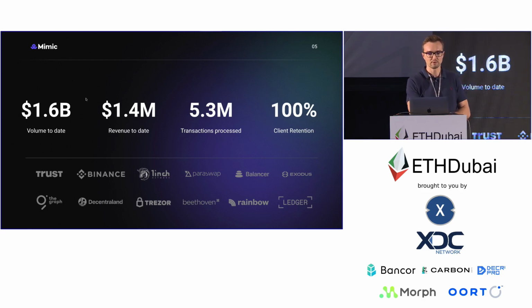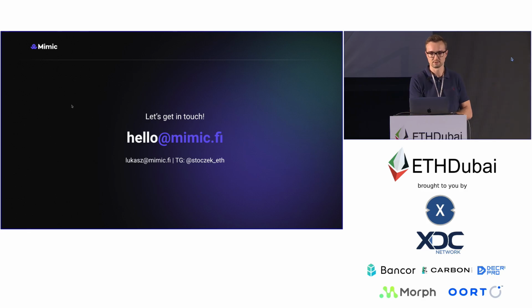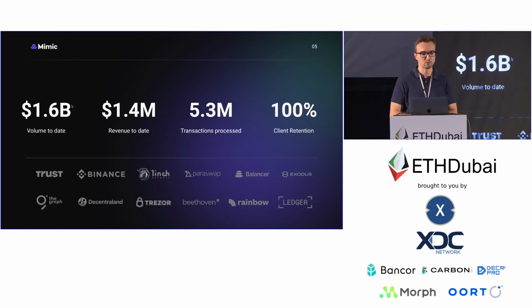That's actually a wrong number. It should be 3.6. Sorry. We've processed 3.6 billion to date with a 1.4 million revenue, and we are cash positive. We've processed 5.3 million transactions and had 100% of client retention. And you can see we've been working with some of the industry leaders, providing them the DeFi automation tooling.